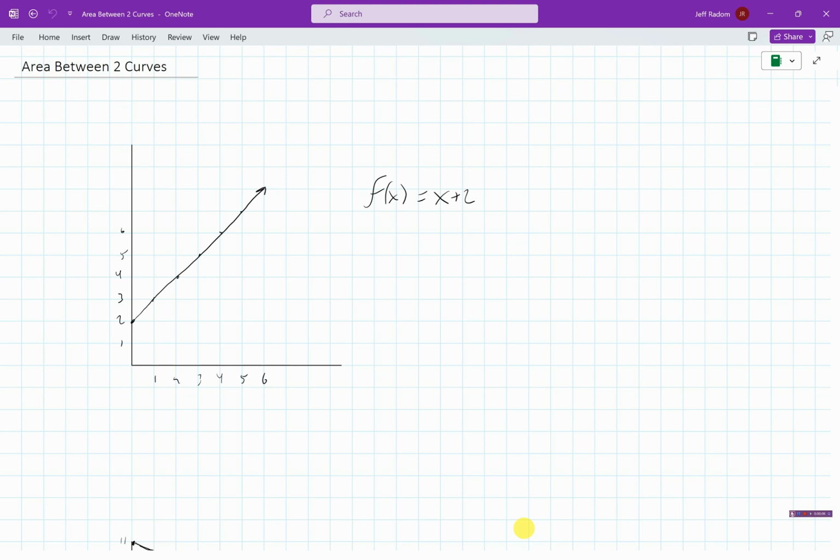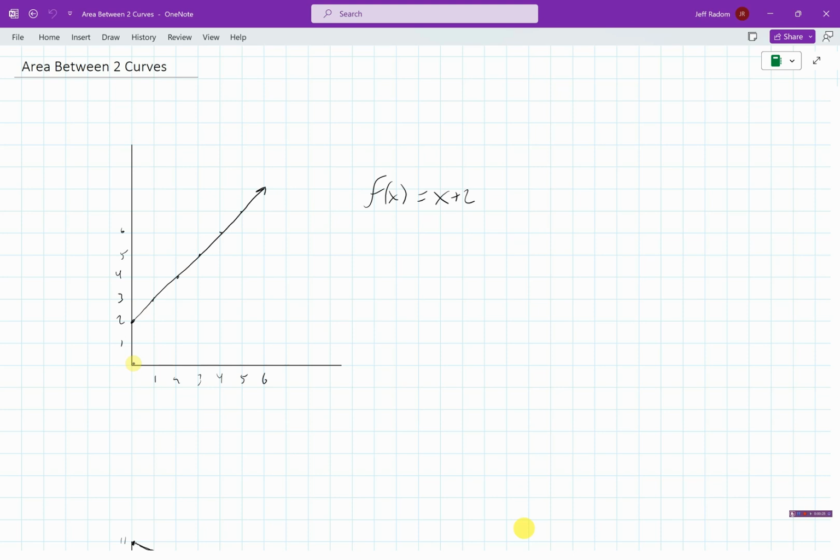In this video, we're going to take a look at area between two curves. So here we don't have two curves, we just have one. But let's say this is the function f of x equals x plus 2, and we wanted to find the area under this curve from, say, 0 to 6.